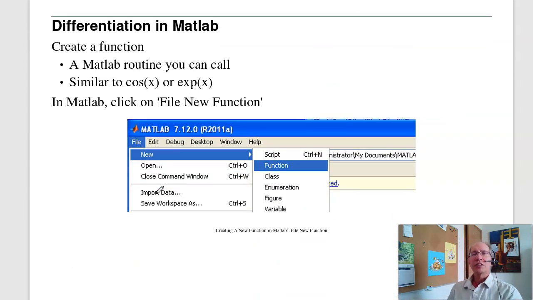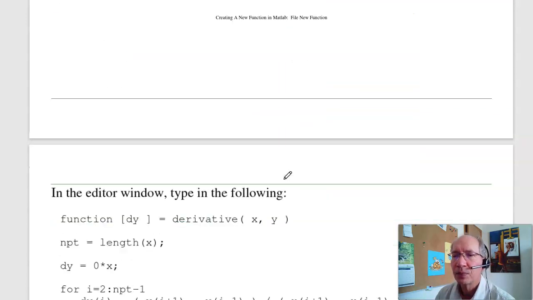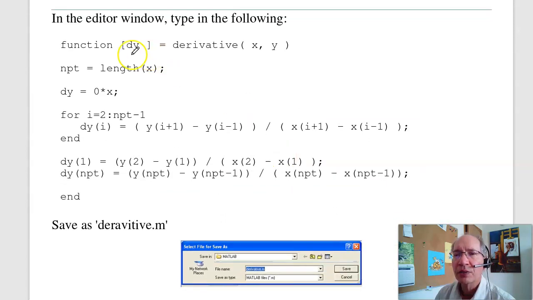Let's create a function called derivative. I'm going to pass to it some data, and it will return the derivative. So I'll go into Matlab and do new function. I'll then type this into Matlab. My function is called derivative. I'm going to pass my data points x and y and return the derivative, dy dx. This should really be dy over dx, except that that's not really a valid Matlab variable. So I'm just going to call it dy, the derivative of y.